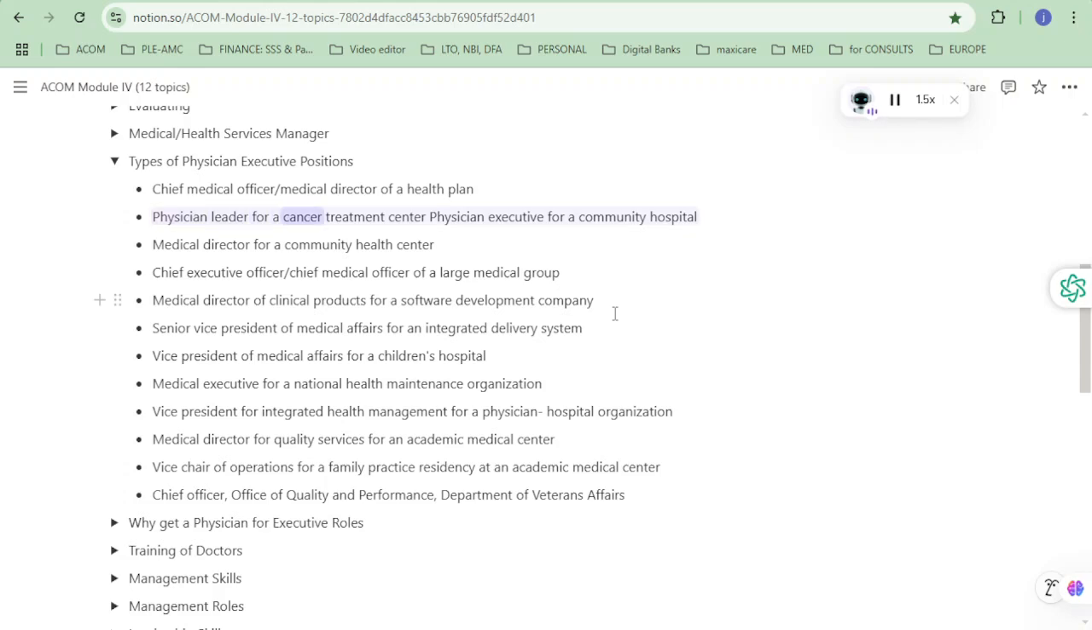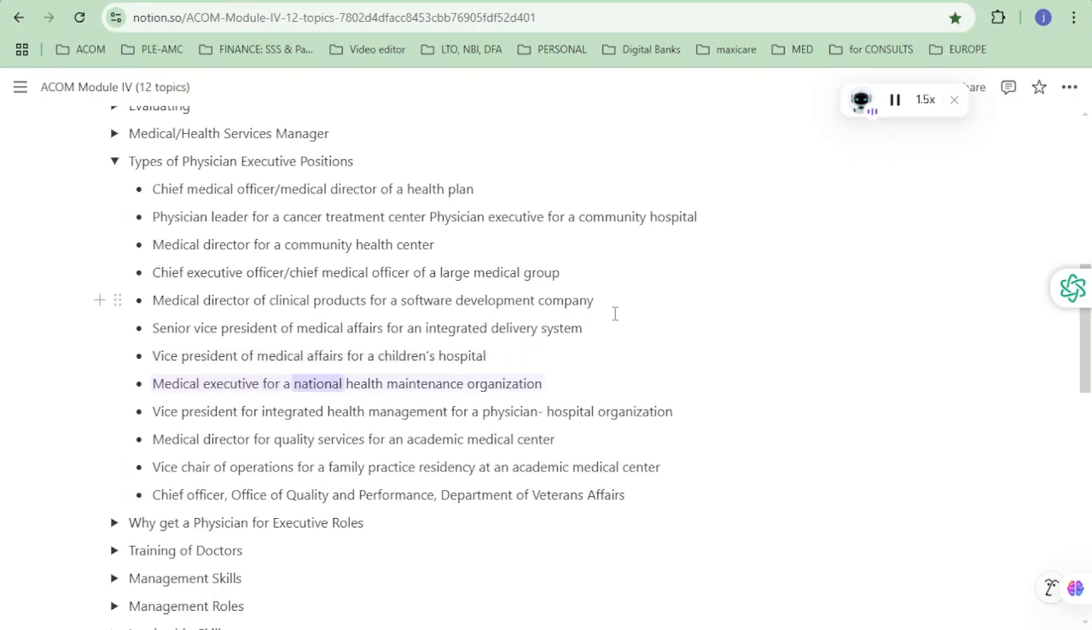Physician leader for a cancer treatment center. Physician executive for a community hospital. Medical Director for a community health center. Chief Executive Officer or Chief Medical Officer of a large medical group. Medical Director of Clinical Products for a software development company. Senior Vice President of Medical Affairs for an integrated delivery system. Vice President of Medical Affairs for a children's hospital.